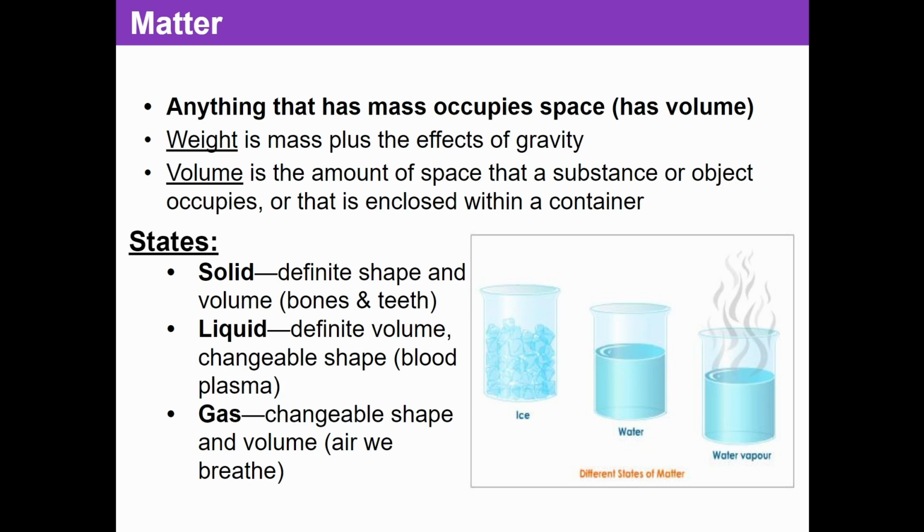Let's look at some examples of matter. The three states are solid, liquid, and gas. Solids have a definite shape and volume. Liquids have a definite volume but changeable shape, and gases have changeable shape and volume. The reason a solid has a definite shape and volume is because it's rigid. No matter what container you put it in, it keeps that rigid shape and the amount doesn't change.